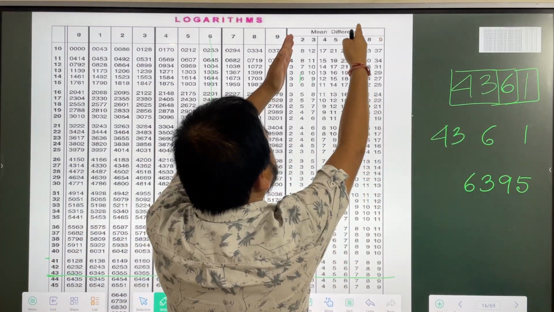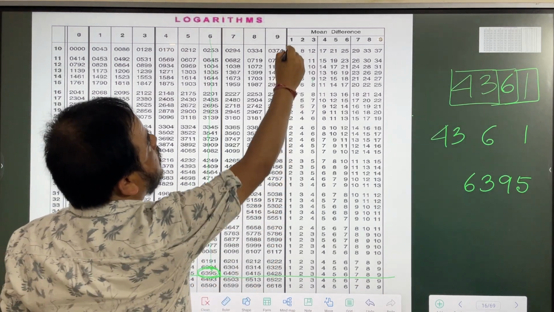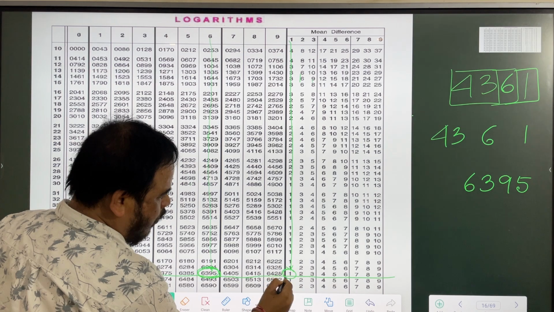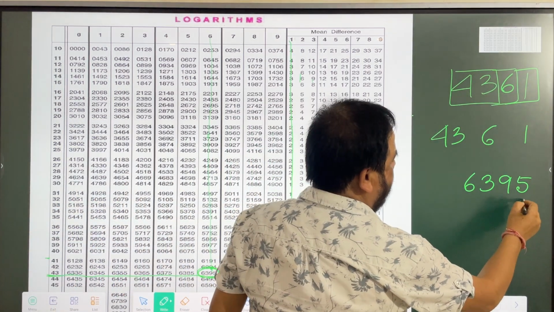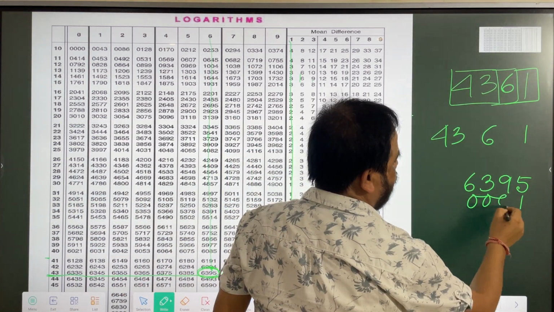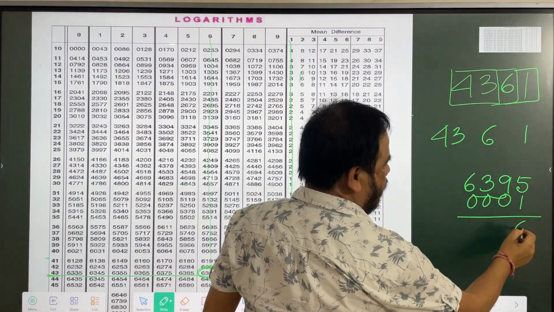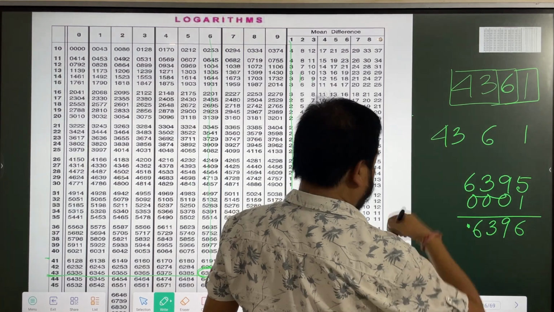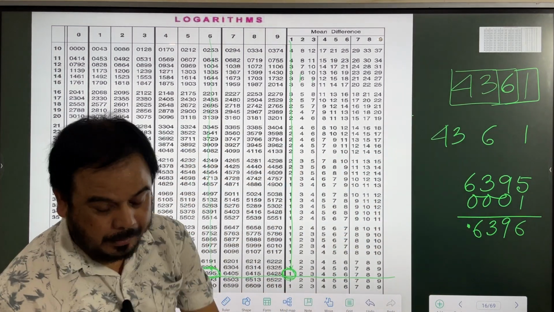This will be from mean difference. So 1. Here it is 1 only. Value is 1. So we will add here 1. That means 0, 0, 0, 1, 6, 9, 3, 6. Here the decimal will be there. I hope you understand.